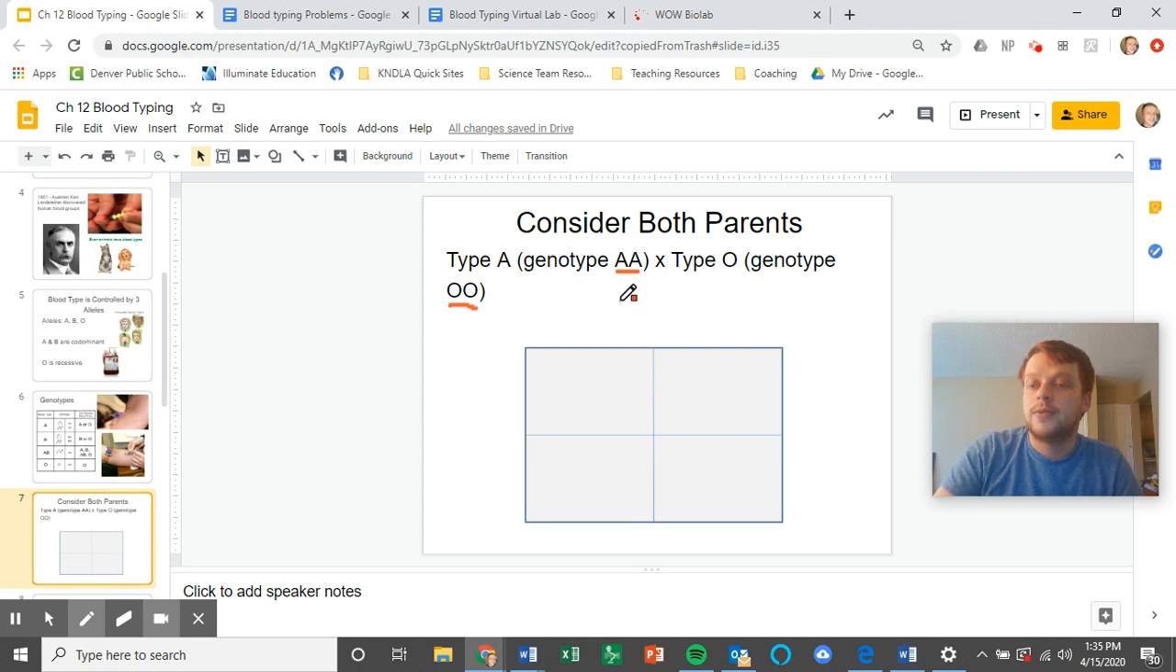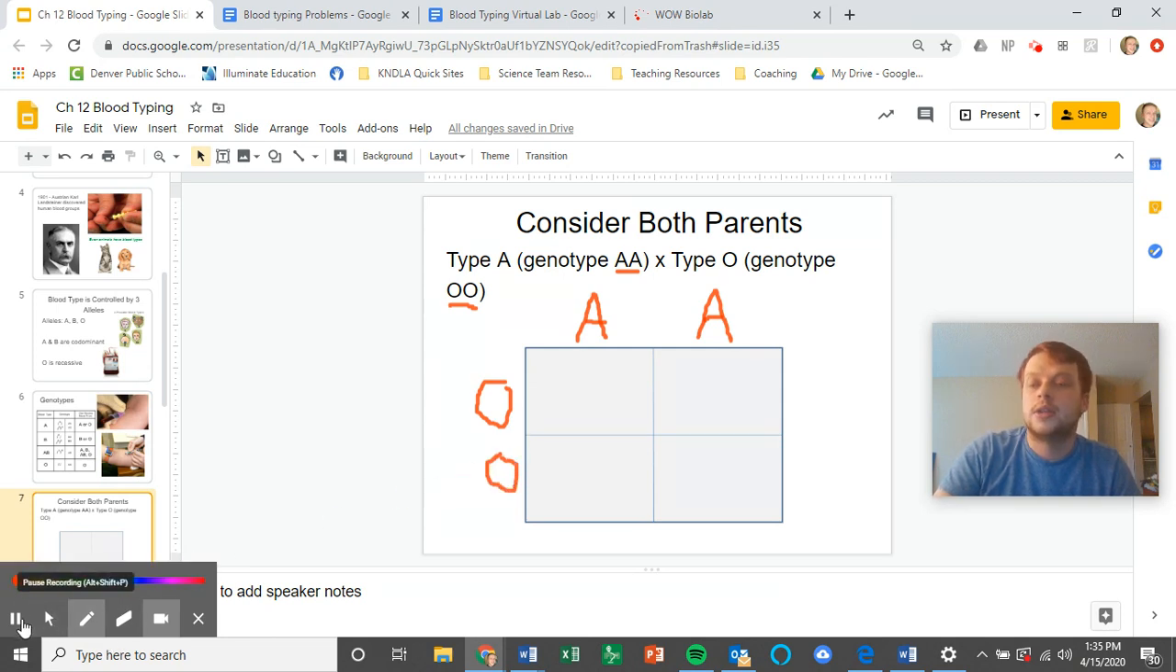So our first step for doing a Punnett square, remember, is to place each parent outside of the Punnett. So we'll put parent 1 with type A across the top, and we'll put parent 2 with type O along the side. So what I want you guys to do before I fill this in is go ahead and try to fill this in on your own. Just pause the video, and then I will show you a solution in just a second.